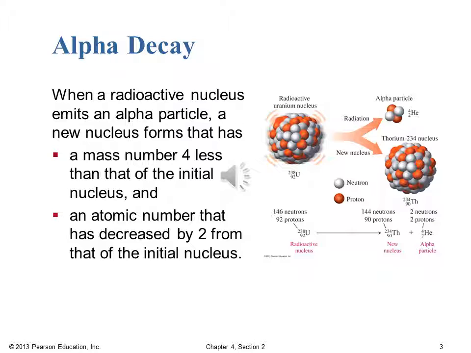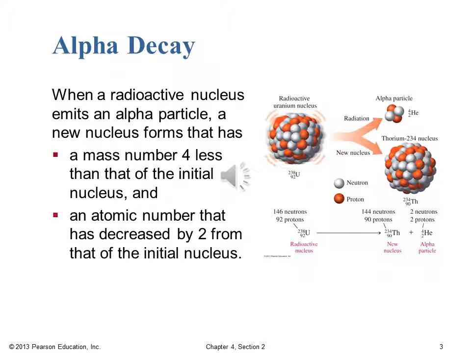alpha decay. When a radioactive nucleus emits an alpha particle, a new nucleus forms that has, well, obviously because the alpha particle has a mass number of 4 and a charge of 2, a mass number that's 4 less than our starting nucleus and an atomic number that is 2 less than our starting nucleus. So we see in the bottom right there, uranium-238 is decaying into thorium-234 and the alpha particle.